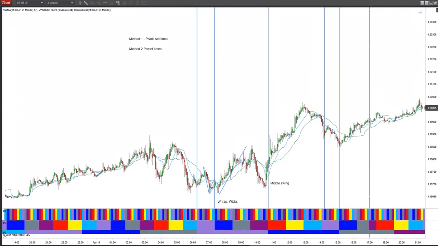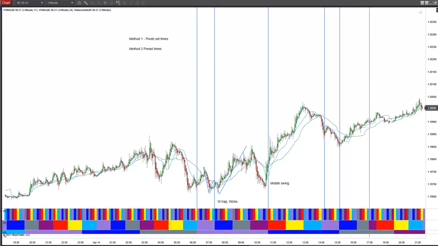In method 1 the pivots set the times from the overnight chart, and in method 2 we use the preset times, which are determined by the pattern every day. So we're going to take a look at the method 2 preset times first. I'm going to show you the times from yesterday and how they worked, and then we'll look at today's projections.